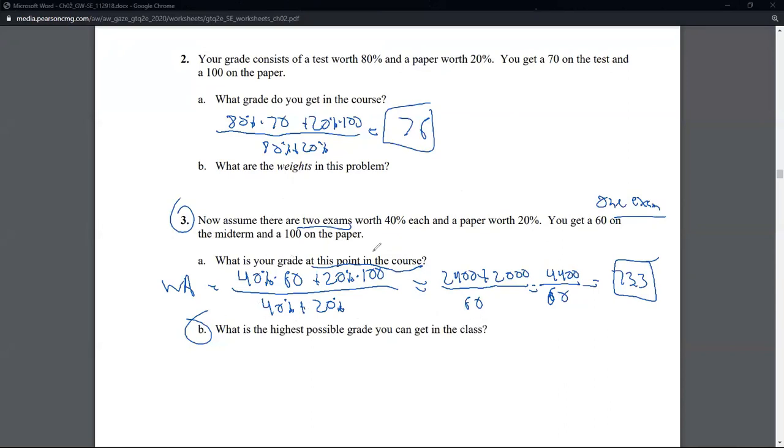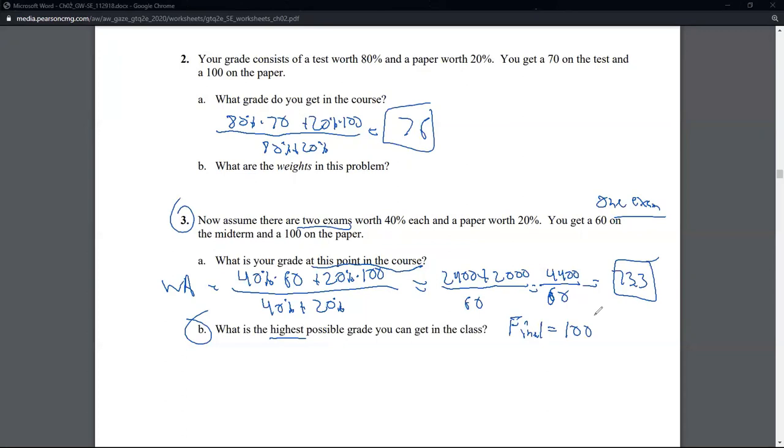So what we're saying is for part B, all the stuff in part A is still in effect. We still have the 60 on the midterm. We still have 100 on the paper. But now we got to say, based on whatever grade on the final exam, what's the highest grade we can get? Well, if you want this to be as high as possible, and this is drastically different from that example you saw in my notes earlier, what do you want to earn on the final? You need to assume on the final that you get that's right, 100. That would earn you the highest possible grade.